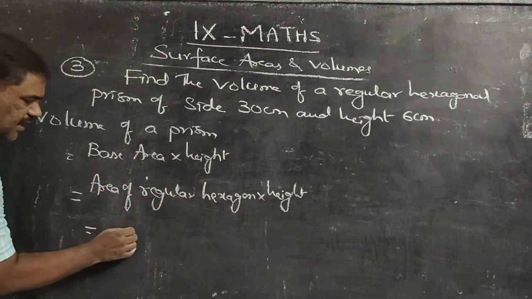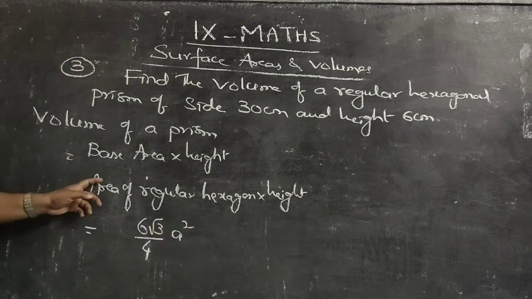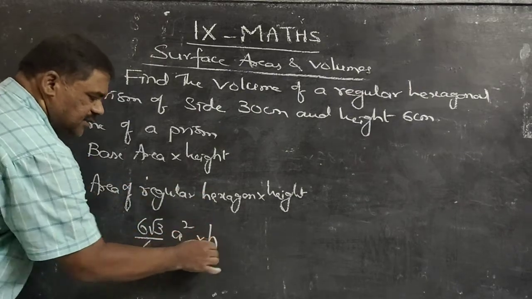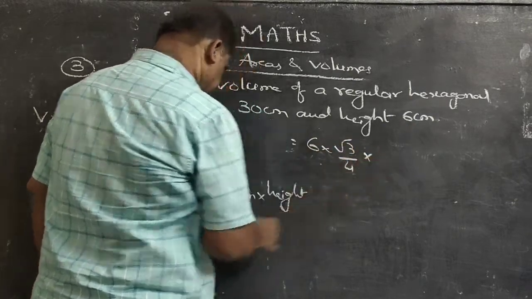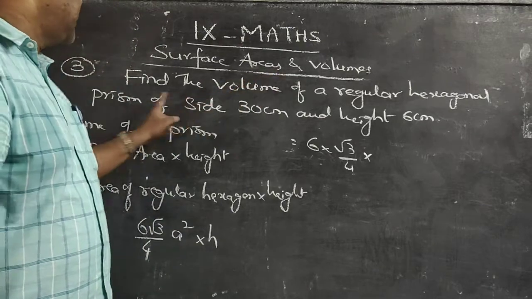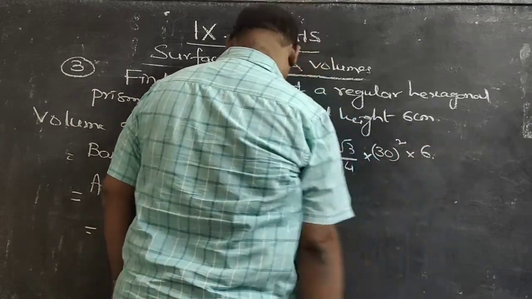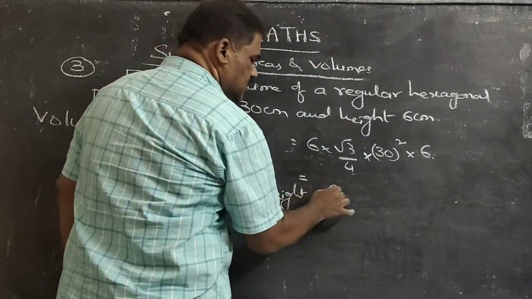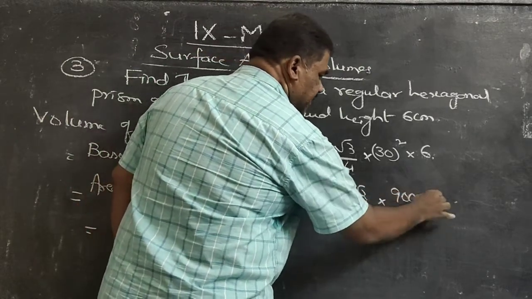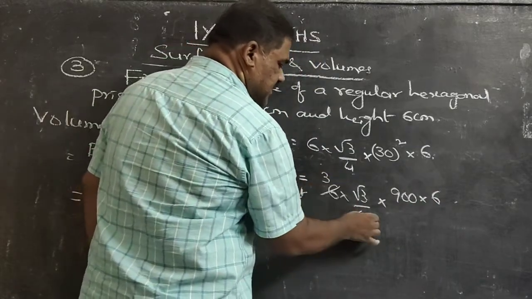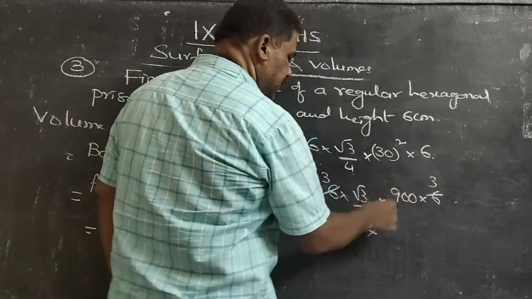Area of the regular hexagon is given by 6 root 3 by 4 a square. This is the formula to find out area of regular hexagon, into height. That is 6 into root 3 by 4 a square. Side of the regular hexagon is given as 30. So 30 square into height 6. So 6 into root 3 by 4, 30 square is 900, into 6. 2 3s are 2, 2 2s are 2, 3 into 3 is 9. 9 into 9 is 81.